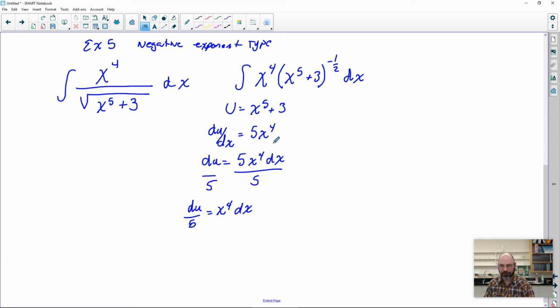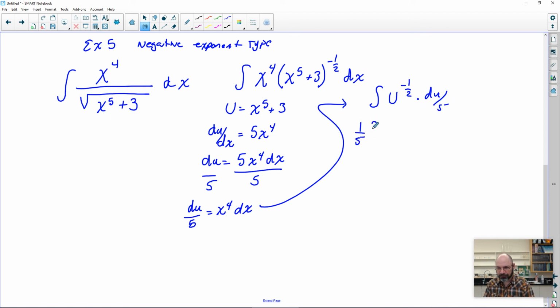So now we're going to rewrite it in terms of u. If we rewrite it in terms of u, we get u to the -1/2 times du over 5. You can bring that 1/5 out front. Do your integral here.